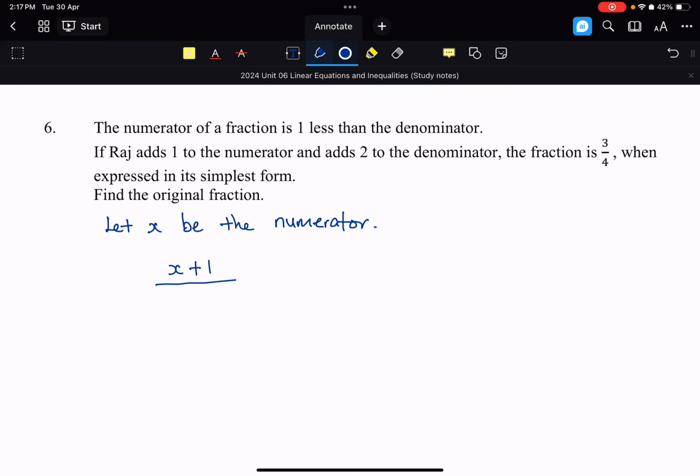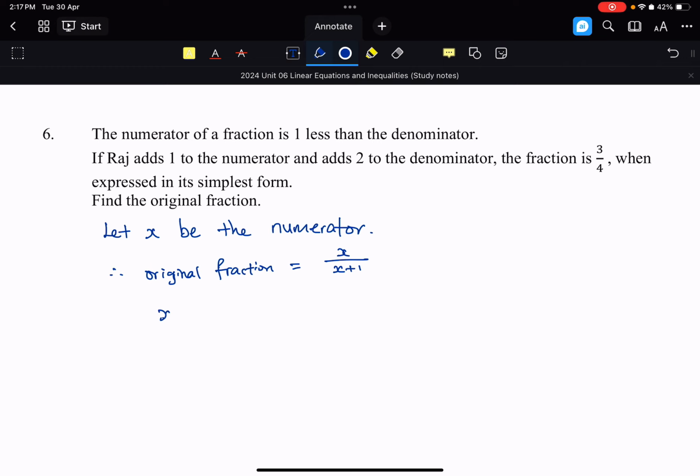Since the numerator is 1 less than the denominator, the original fraction is x over x plus 1. Now, if I add 1 to the numerator, x plus 1, and add 2 to the original denominator, x plus 1 plus 2, this equals 3 over 4.